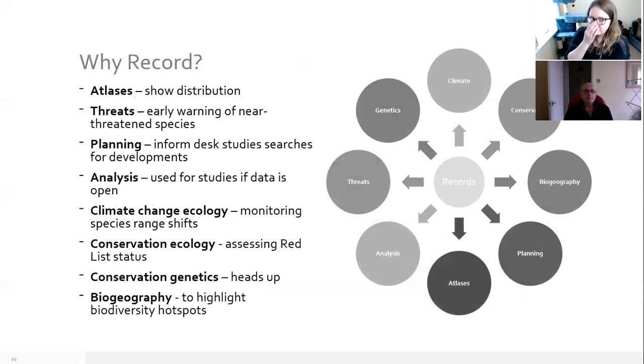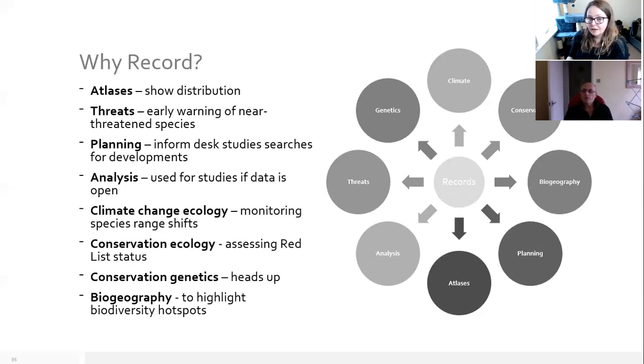So why do we record? Why are we actually recording bats anyway, or any species for that matter? So the idea is that we are feeding into atlases, both local atlases and national atlases. Knowing what species we have and what their distribution and their abundance is like, and having a very good idea of that gives us a good baseline from which we can get an early warning of population change.